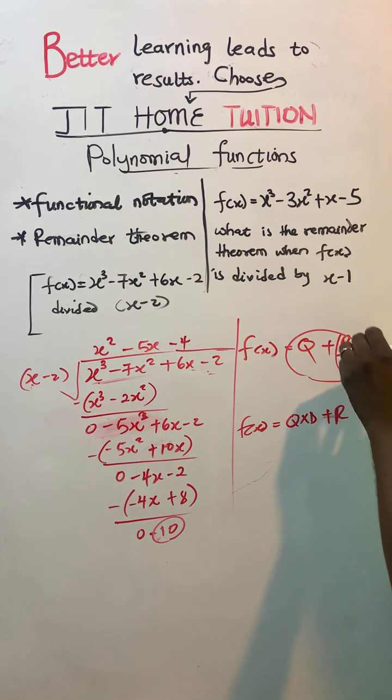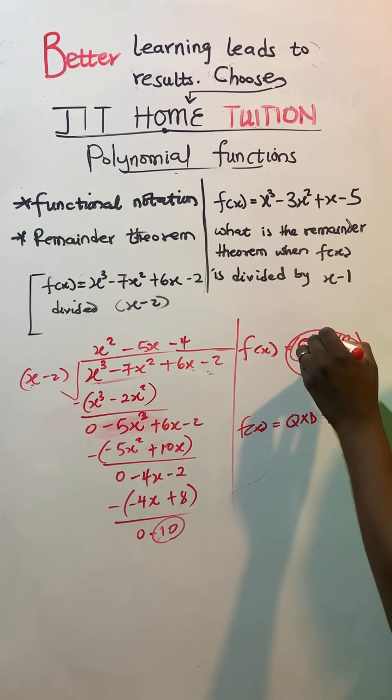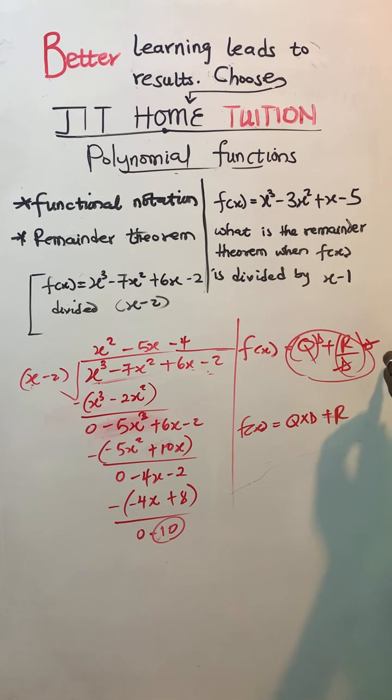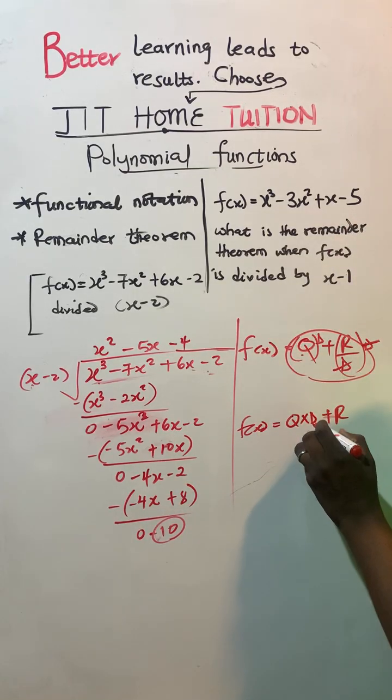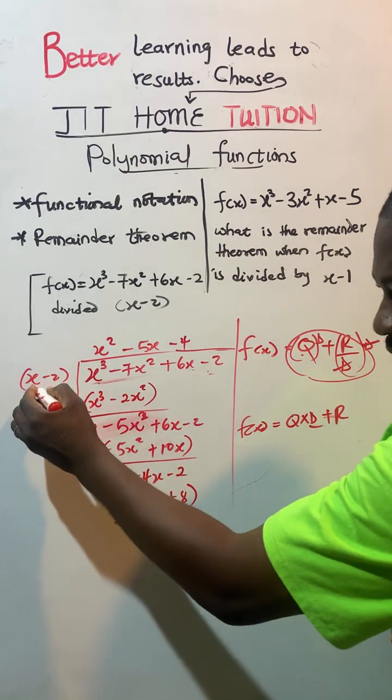So how do you go about it? You multiply both sides, and this one will cancel, so it becomes QD plus R. And that's why you have it this way. Now, the D is the divisor for this question.